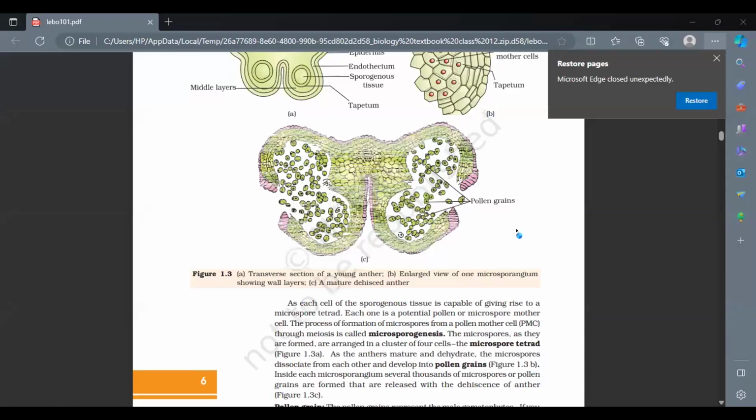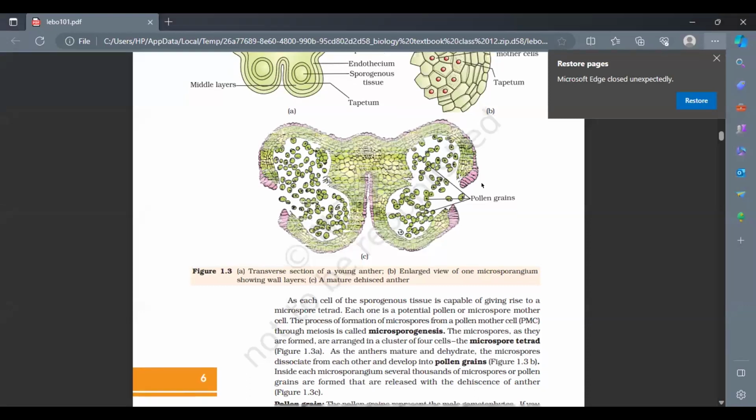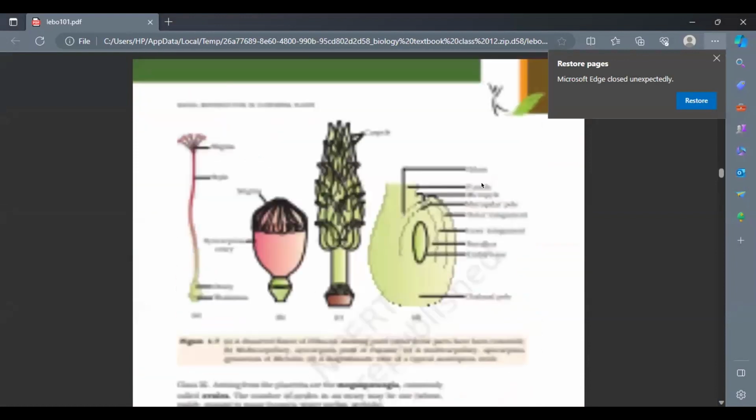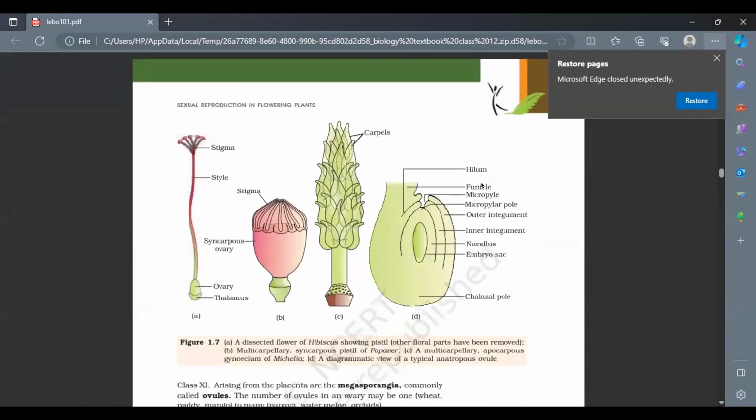Right. In front of you, I've shared this NCERT. Yesterday also, I told students that it is very important that you go through the NCERT again and again, so that you actually understand how things are given in the chapter.